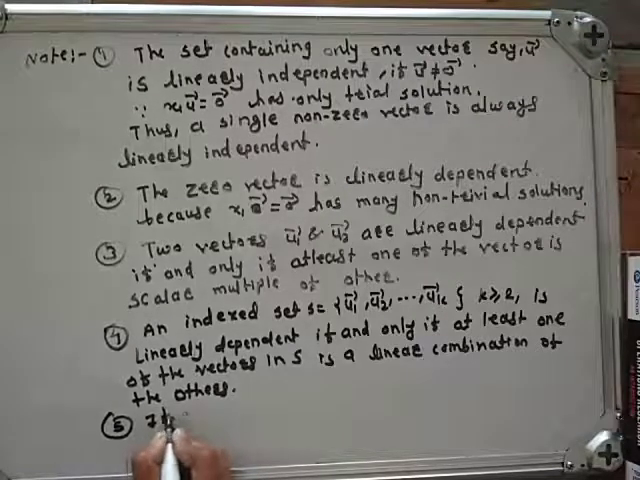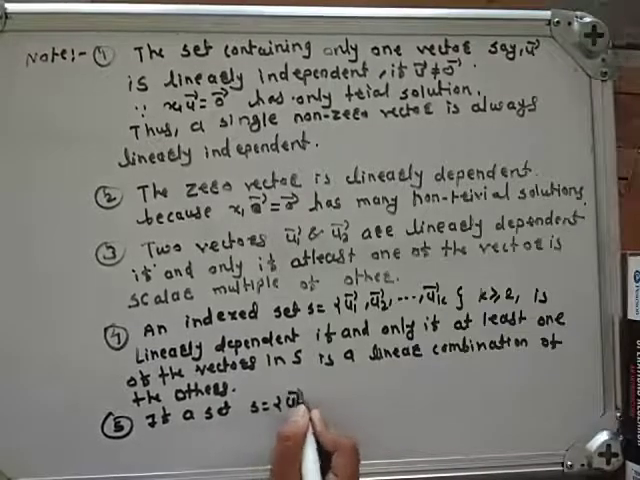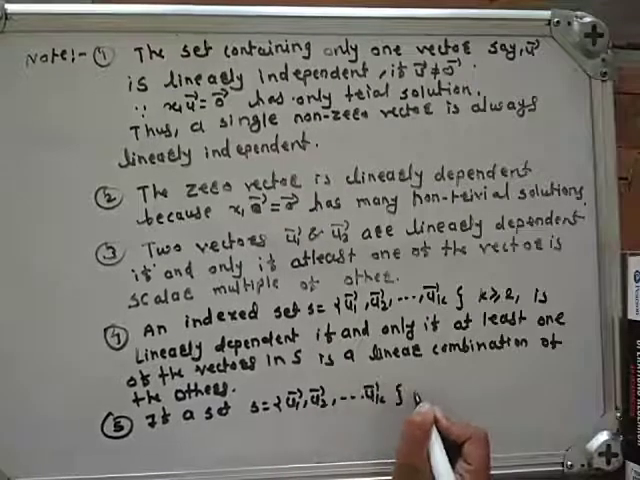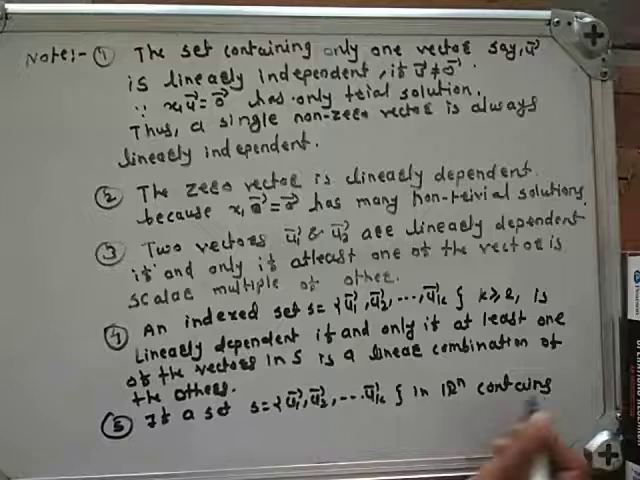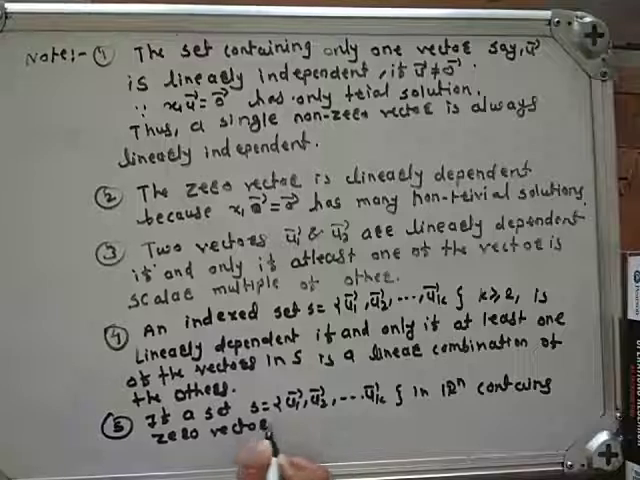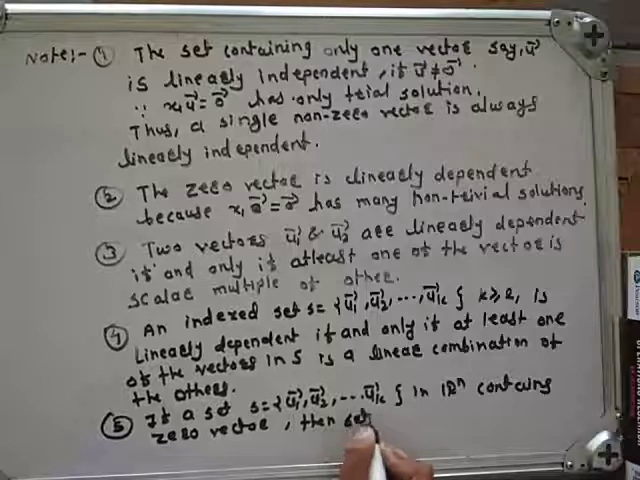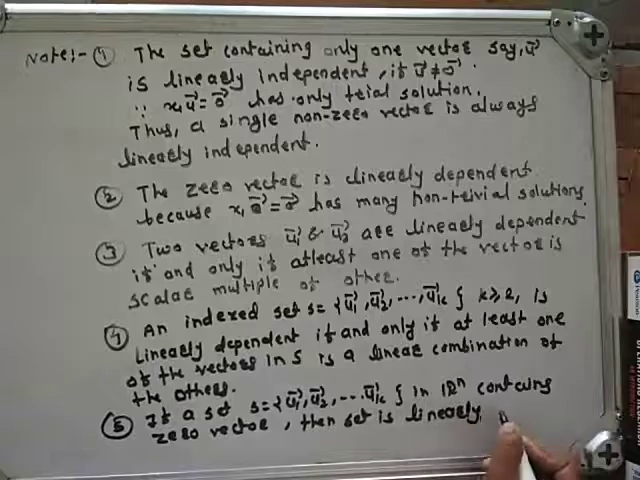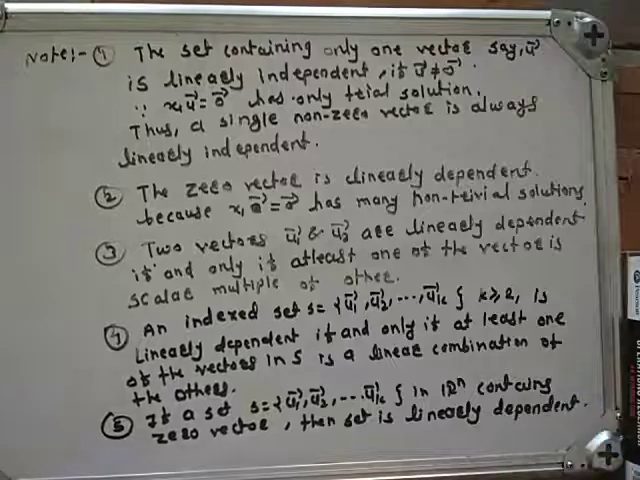Fifth, if a set S = {u1 bar, u2 bar and so on up to uk bar} in Rn contains the zero vector, then the set is linearly dependent. Okay.